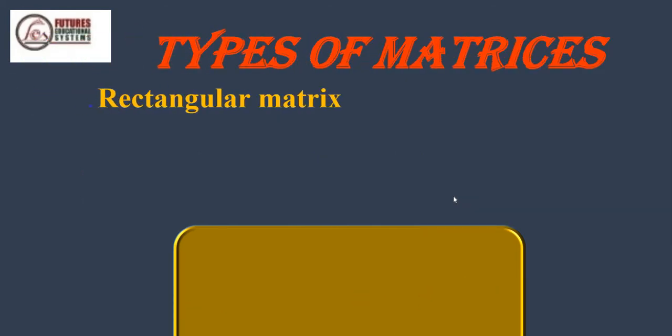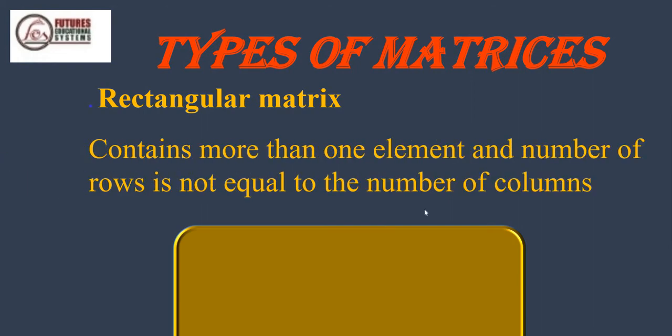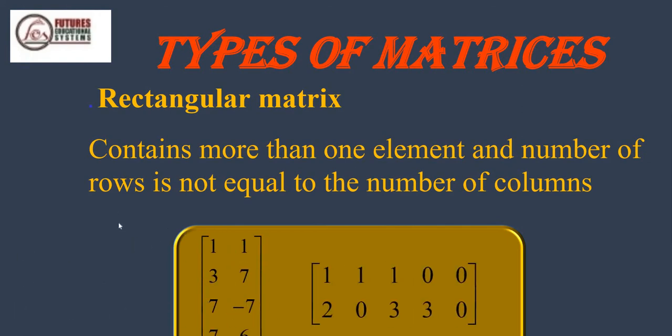Types of matrices. Rectangular matrix. The number of rows is not equal to the number of columns. Like that. This is a rectangular matrix.